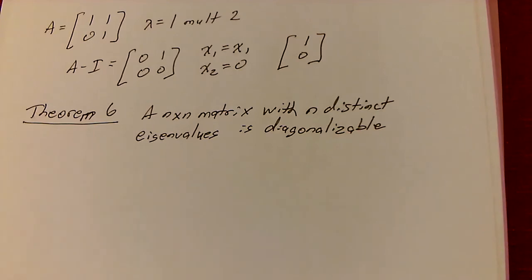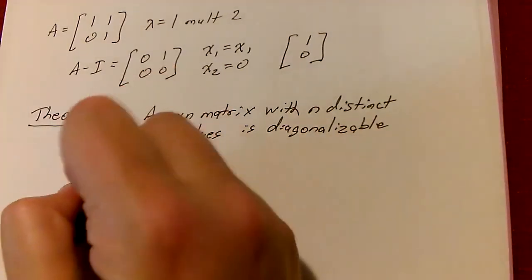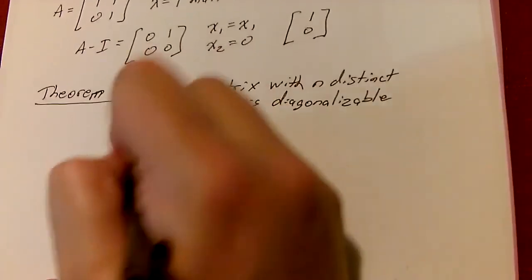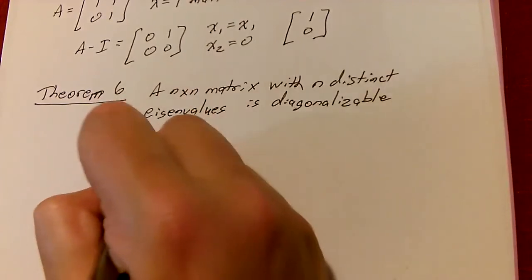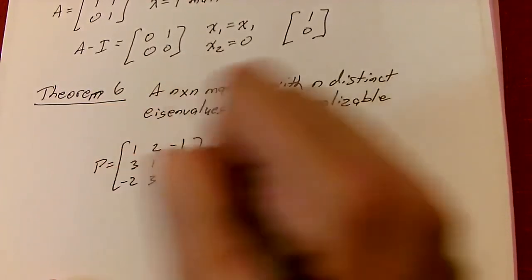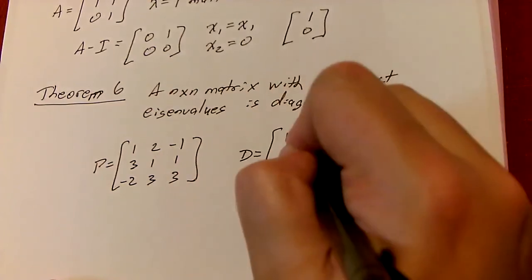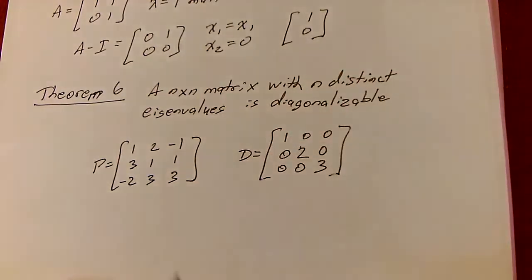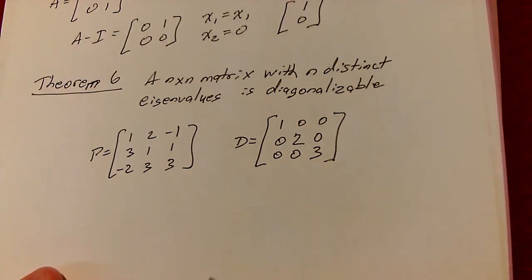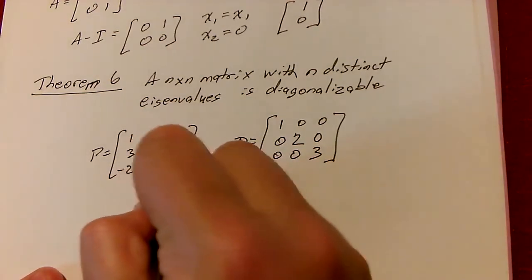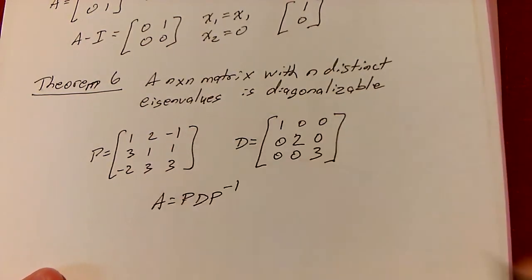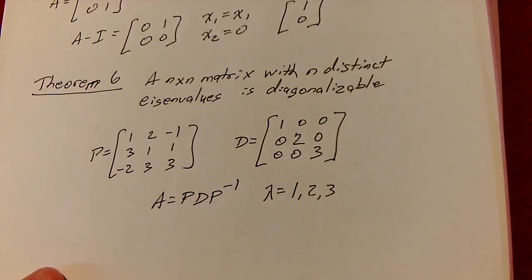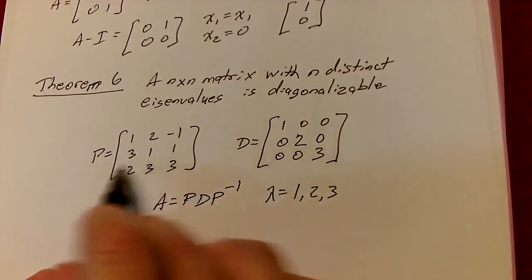Okay, the other important thing to remember is that you can read these backwards. So if I have P is equal to 1, 2, negative 1 with 3, 1, 1, and negative 2, 3, 3, and D is equal to 1, 2, 3, zeros elsewhere, I can use this to find A. I can use this to find information about A. I know A is equal to PDP inverse. So I know then that the eigenvalues of A are simply those entries on the diagonal. And I know that the corresponding eigenvectors can be read from that as well.